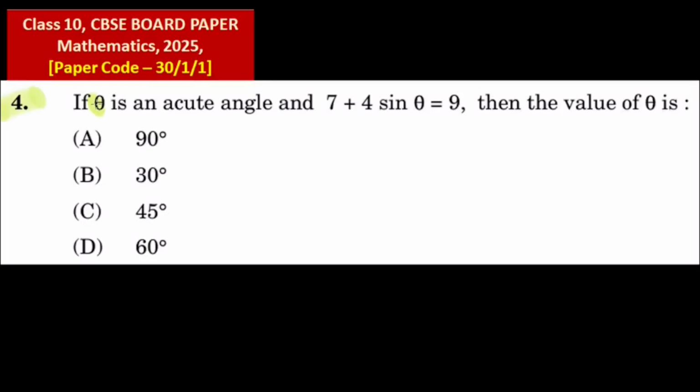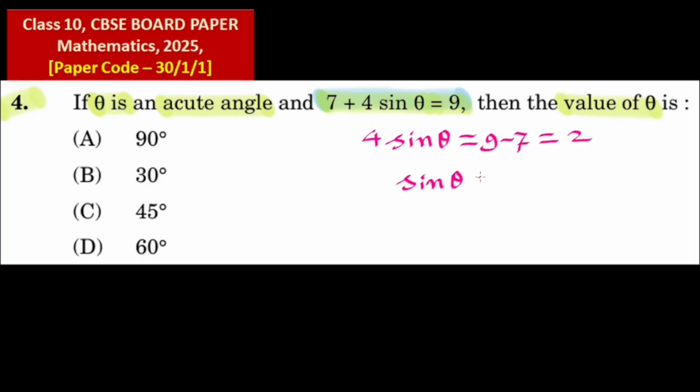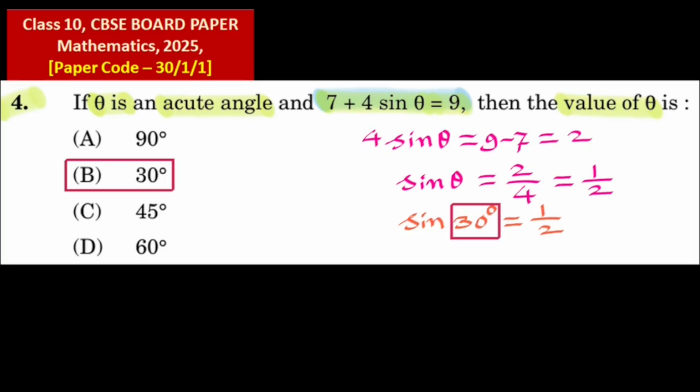Question 4. Theta is acute angle and 7 plus 4 sin theta equals 9. Then we have to find the value of theta. 7 plus 4 sin theta equals 9 is given. From this, we can write 4 sin theta equals 9 minus 7, 2. Sin theta will be 2 upon 4, 1 upon 2. We have sin 30 degrees equals 1 upon 2, which implies theta is 30 degrees. Hence, the correct answer option B, 30 degrees.